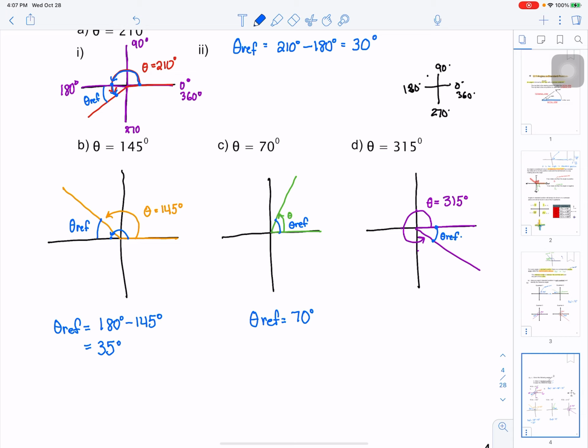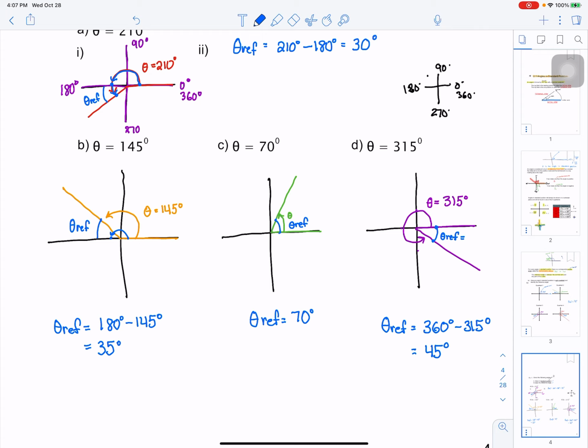There's my reference angle. To find my reference angle, well, I know that if I travel a little bit more from the 315, I get to 360. So if I take the full circle and subtract off how much I've traveled, which is 315, that would be 45 degrees as my reference angle.